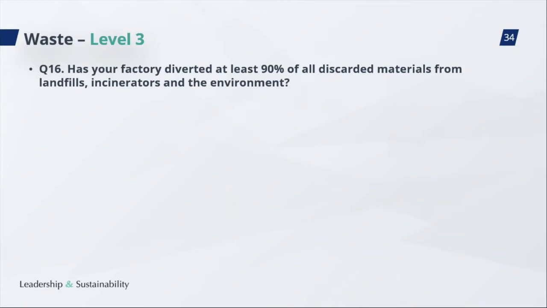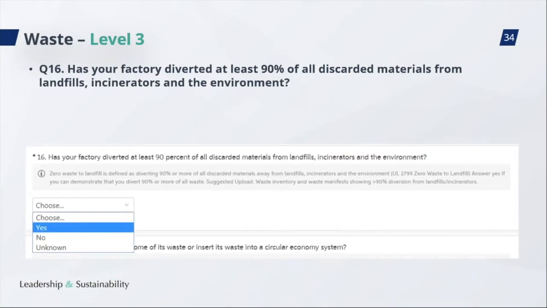And then the final question, question 16: has your factory diverted at least 90% of all discarded materials, all waste, from landfills, incinerators, and the environment? So this question here, you actually need to have removed at least 90% of all your waste volumes, all the waste that you generate, from landfills, incinerators, and the environment. And here incinerators means incinerators that do not have energy recovery.